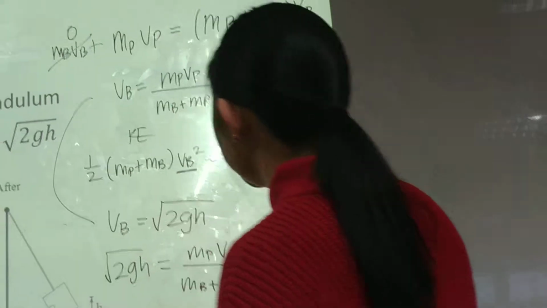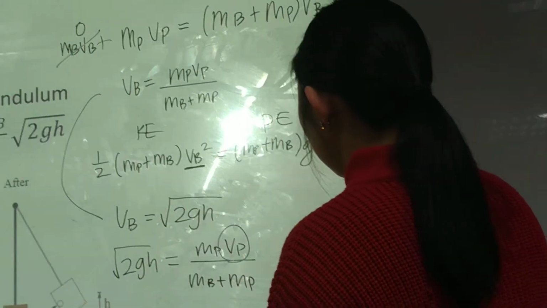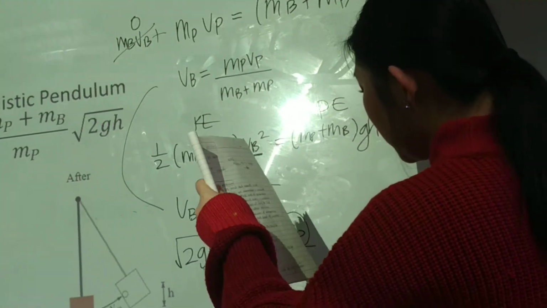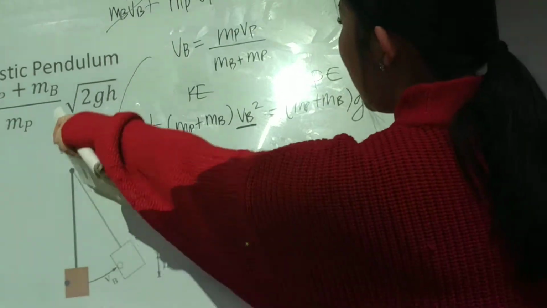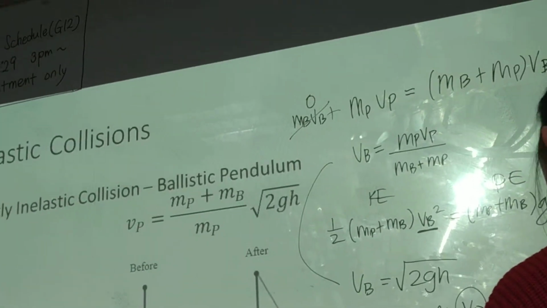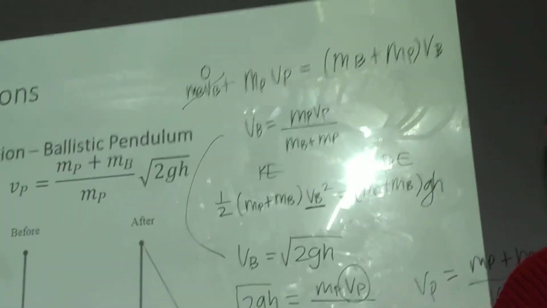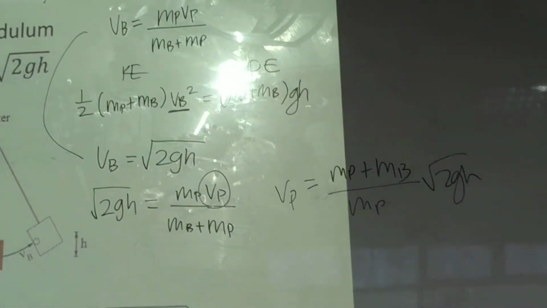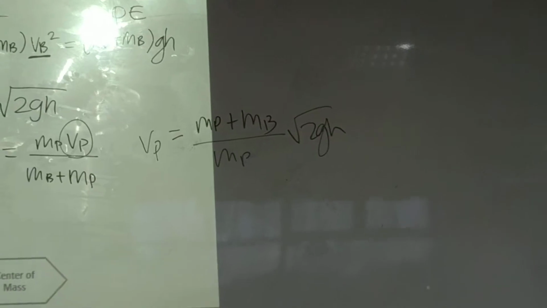And then to find the projectile, you rearrange that equation to be that one up there. The mass of the projectile plus the mass of the block times 2GH. That's where you get that equation.